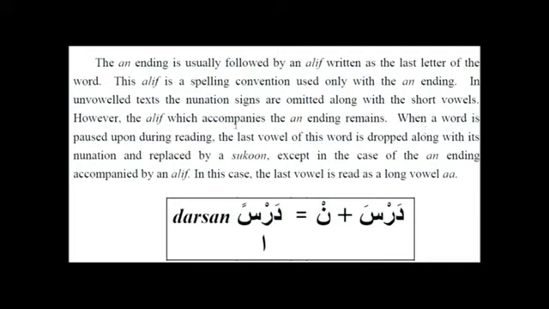However, the alif which accompanies an, the an ending, remains. So as you can see here in the example, when a word is paused upon during reading, the last vowel of this word is dropped along with its nunation and replaced by a sukoon, except in the case of an ending accompanied by an alif. In this case, the last vowel is read along with the double A.